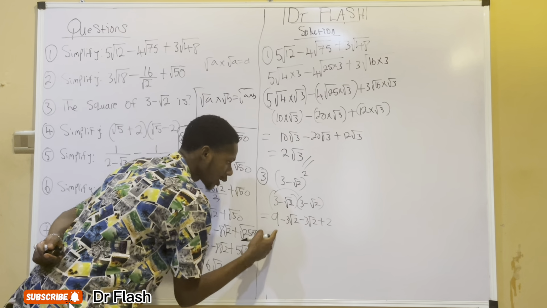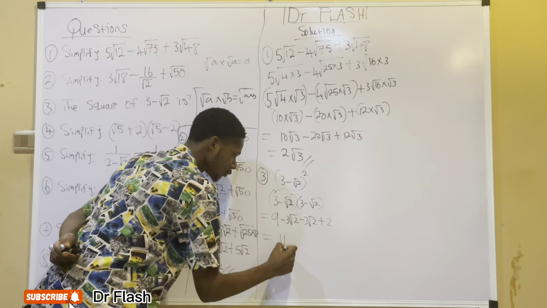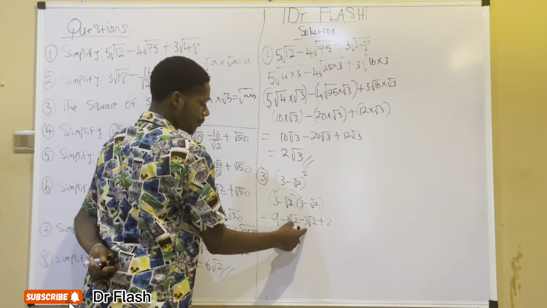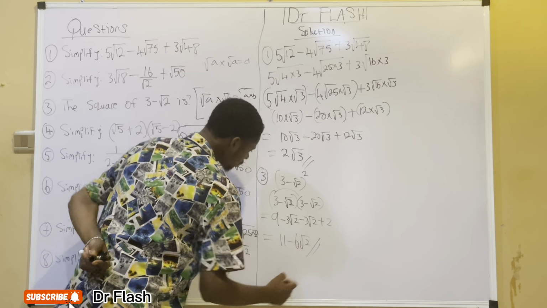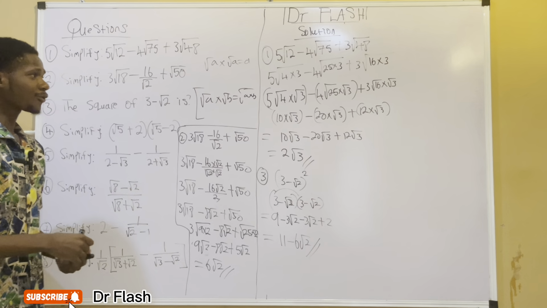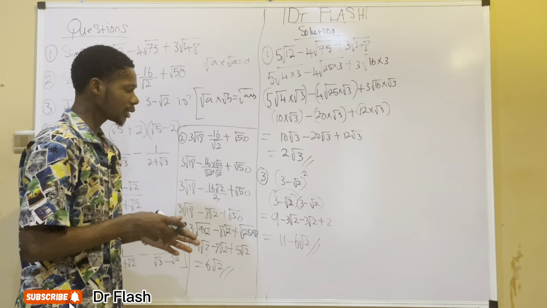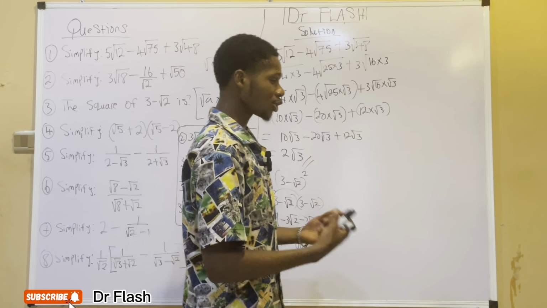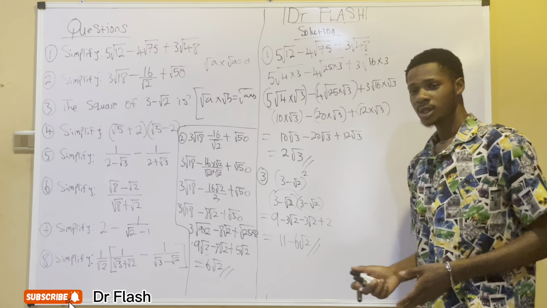So we're going to have, now these are just whole numbers, 9 plus 2 is 11. And minus 3 root 2 minus 3 root 2 will give you minus 6 root 2. So you see, these problems are very easy to tackle. All you have to do is get into the process, get into the maths while you're solving, and solve multiple examples so that as time goes on, you get used to the numbers that you can bring out from these roots.